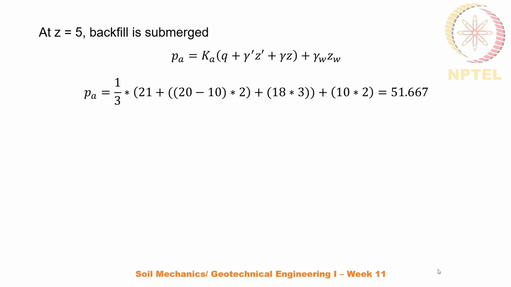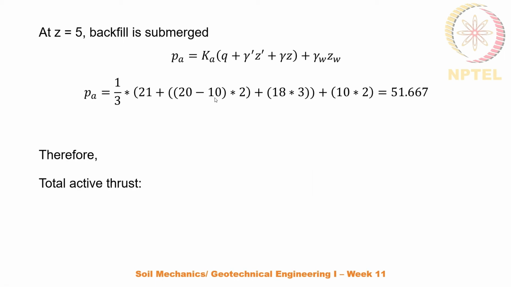And gamma dash, that is submerged unit weight, is given by gamma sat minus gamma W, or submerged unit weight is the difference between saturated unit weight and unit weight of water. That is this particular term, 20 minus 10.